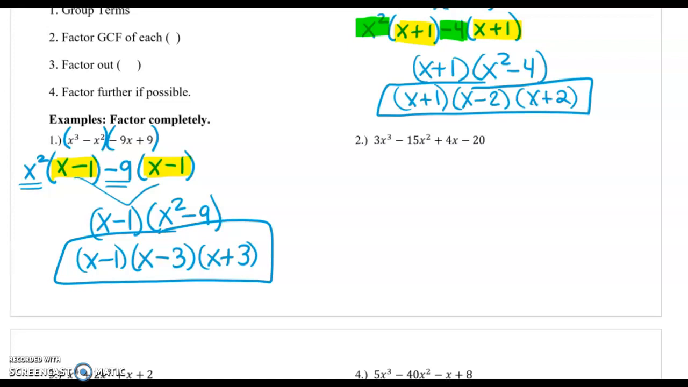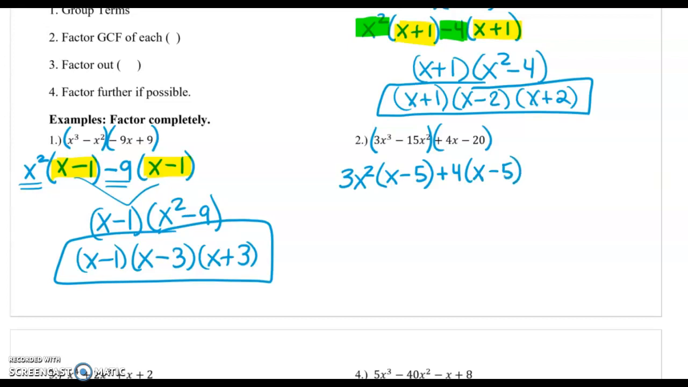All right, so moving on here to number 2. So for this one, again, we're going to group the first two terms together and the last two terms together. So as soon as you see it has 4 terms, you're going to do that. And in the first two terms, we're going to take out a GCF of 3x squared, which means we have x minus 5 left over. And the second two terms, we're going to take out a positive 4, which means, again, we have x minus 5 left over.